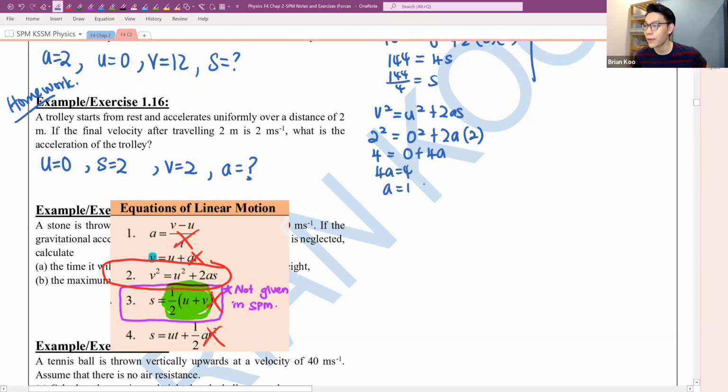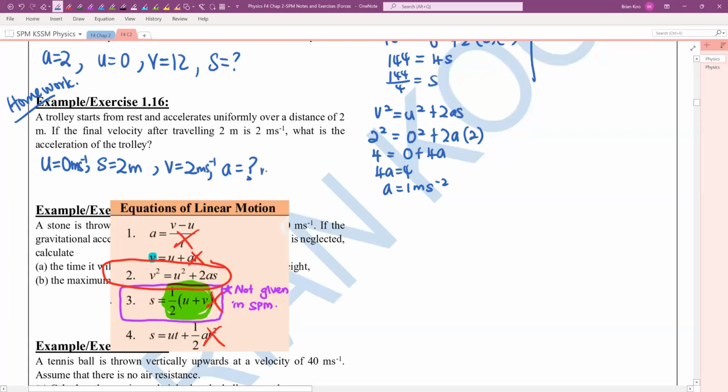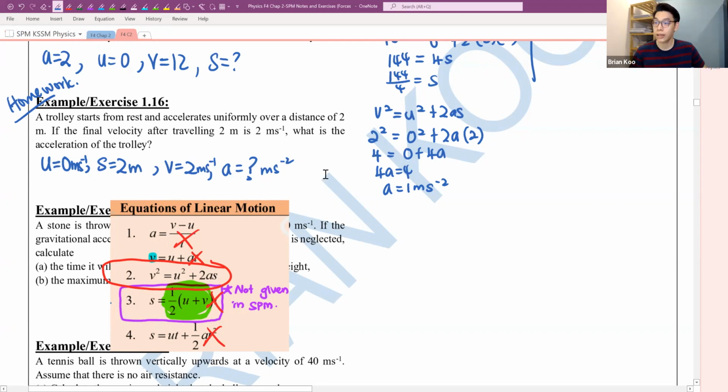Can I straight away write 1? Okay, if your original units are all in SI unit, your answer also will be SI unit. Don't have to worry. Your answer also will be SI unit. I hope everyone can get this.